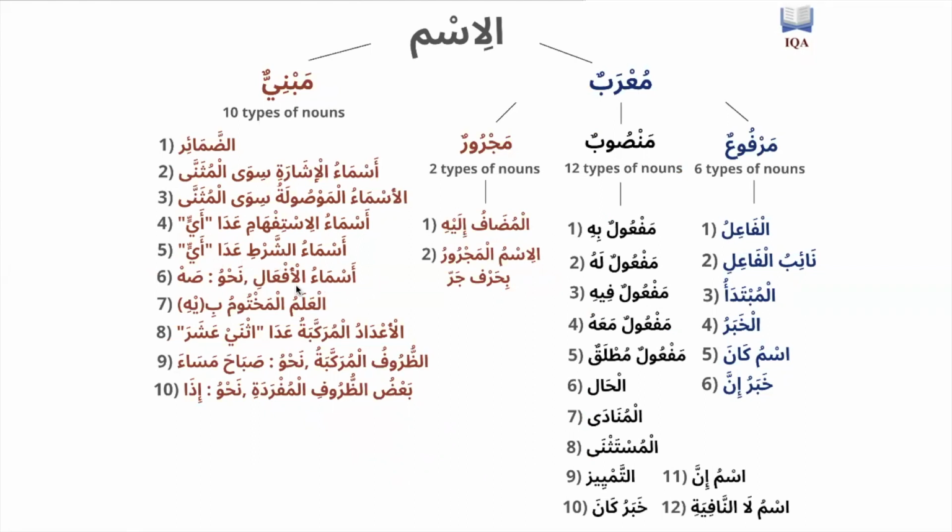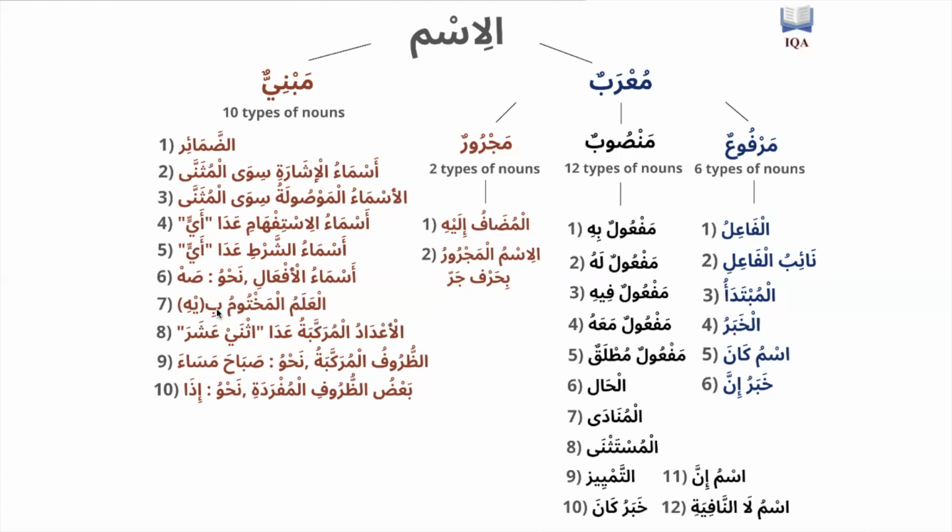Asma al-shart ada ay, all the nouns that create a conditional sentence except for ay are also mabni. Asma al-af'al, all asma al-af'al, so all verbal nouns like sah, right? Like ameen. All of those nouns that have the effect or have the meaning of a verb are all mabni. Ameen is mabni. Sah is mabni. Sahi is mabni. And then this goes on.